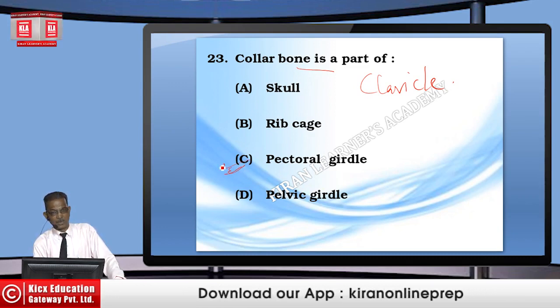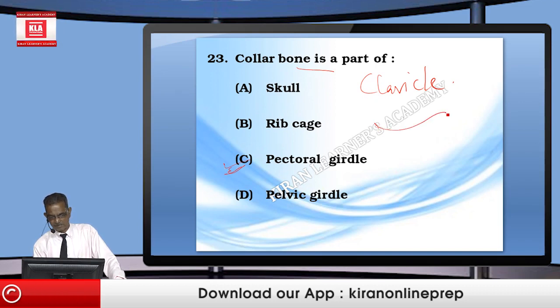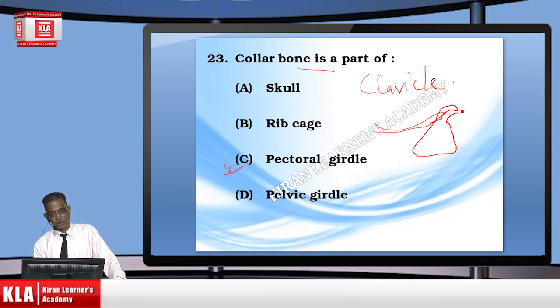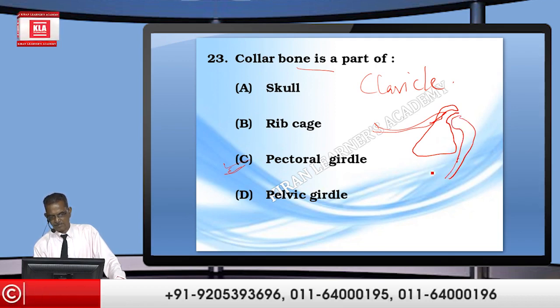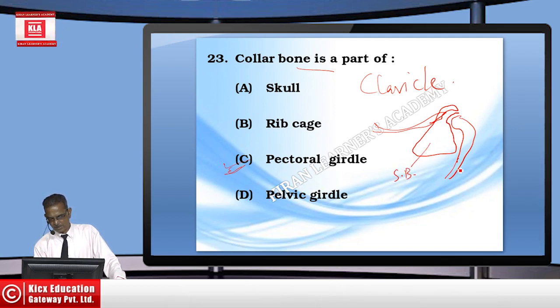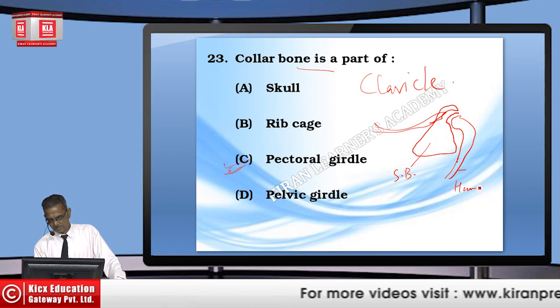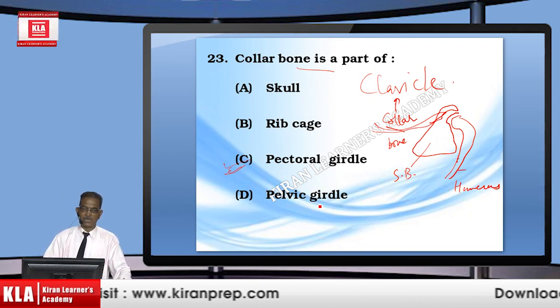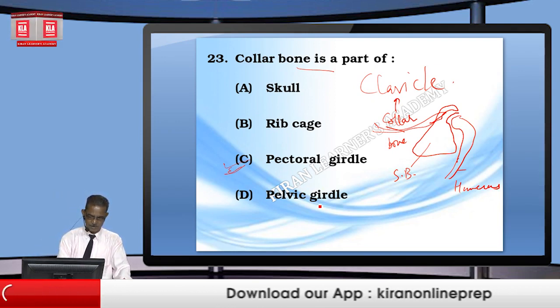Collarbone is part of the pectoral girdle, it comes like this. From here comes the shoulder blade, and from the shoulder blade arises the humerus. There is the shoulder blade. There is the humerus. And this is the collarbone or clavicle. So C is the correct option.